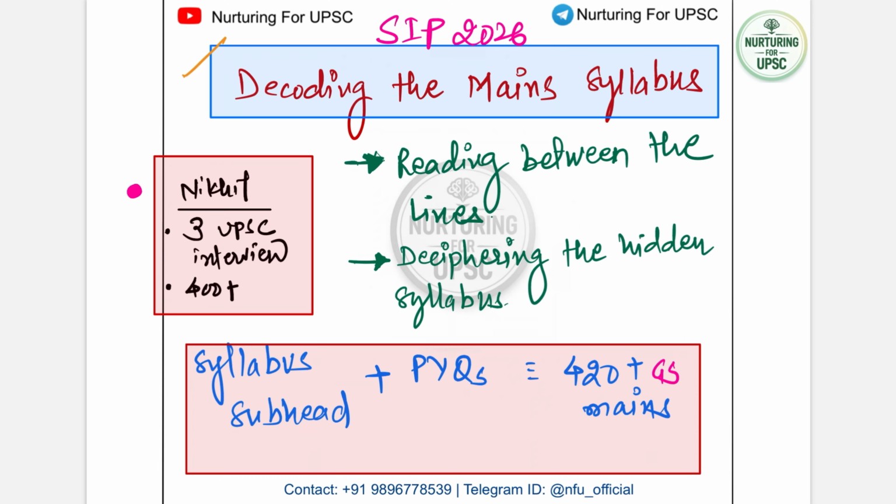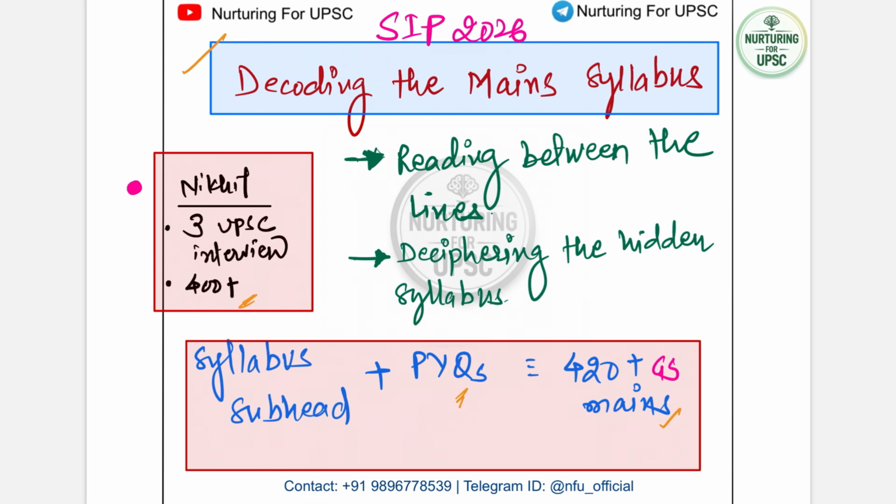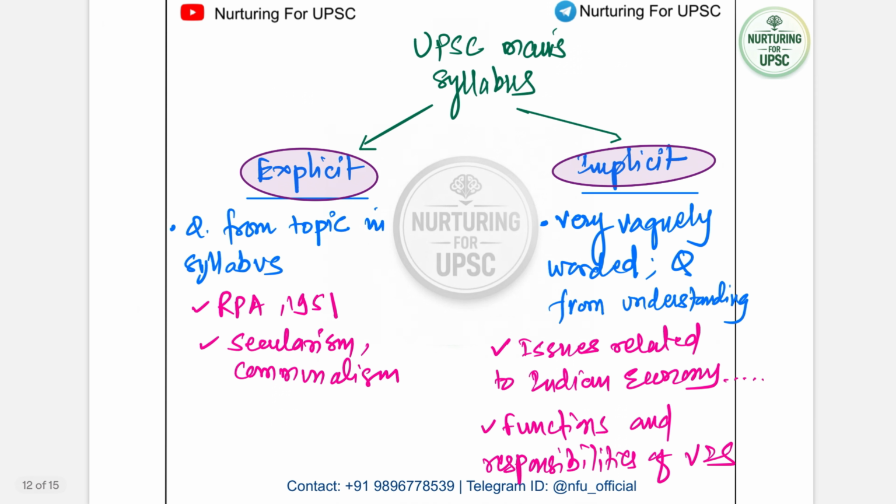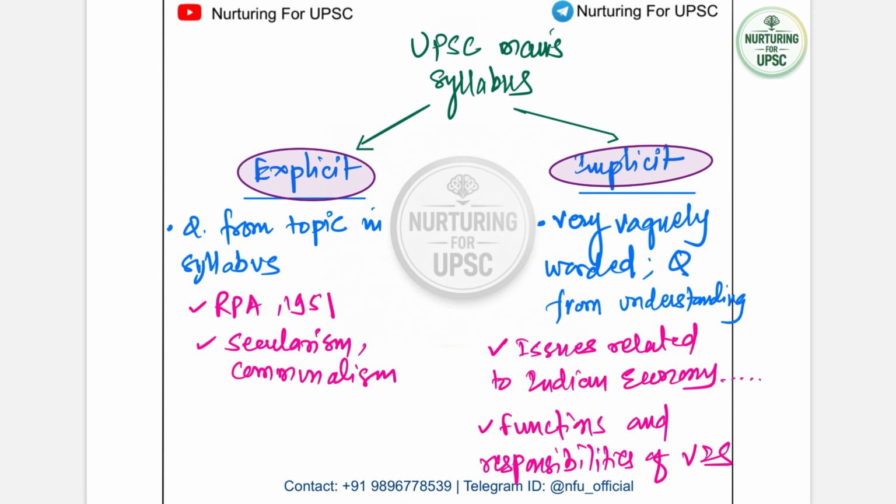I, Nikhil Joshi, who has appeared for 3 UPSC interviews and has been a consistent scorer of 400 plus marks in the GS, would like to share a recipe for scoring 420 plus marks in GS. Focusing on PYQs, which most of us already do, but the hidden aspect or the game changer would be the syllabus subhead. Here you need to focus on reading between the lines of the syllabus and deciphering the hidden syllabus subheads. Let me give you a brief idea about what the UPSC syllabus constitutes.